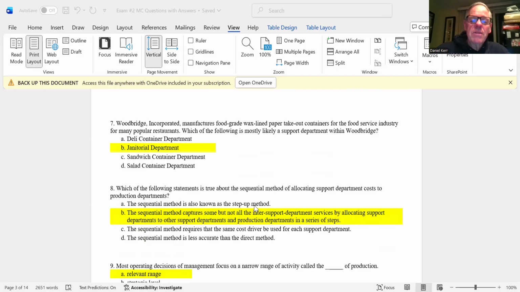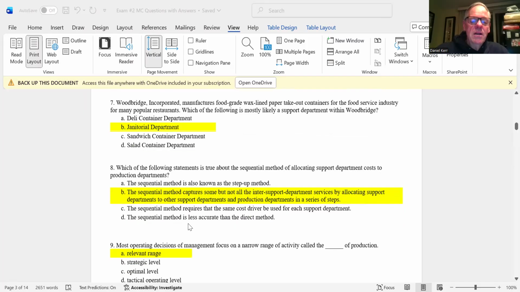So it's not the step, but it's sometimes called the step down method, not the step up method. So A is wrong. Sequential method requires the same cost driver used for each department. That's not true. Sequential method is less accurate than direct method. No, it's more accurate. So both by process of elimination and by the statement itself, the correct answer there is B. Sequential method catches some, but not all, inter-support department services by allocating support department to other support departments and production department in a series of steps. So the answer there is B.